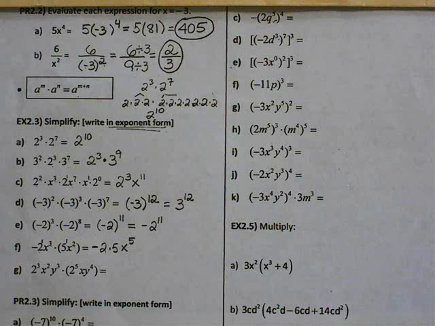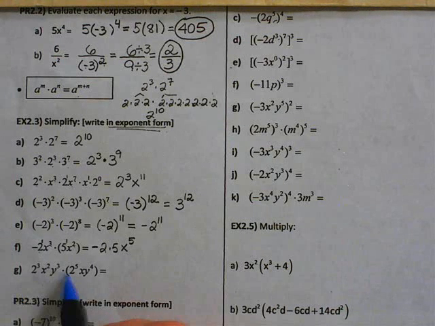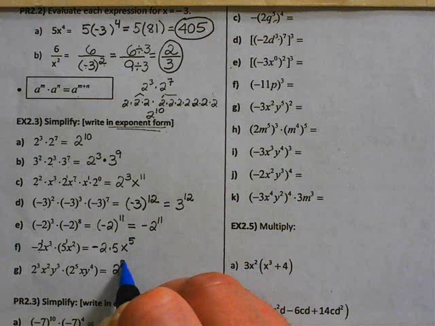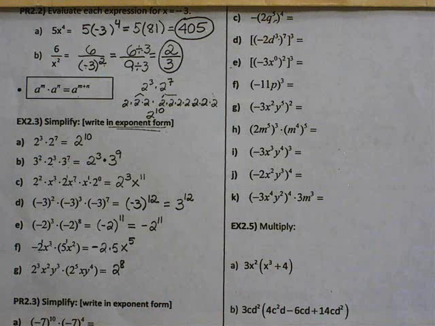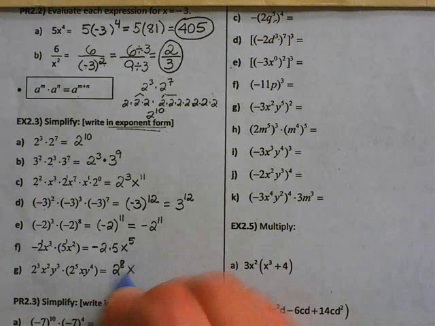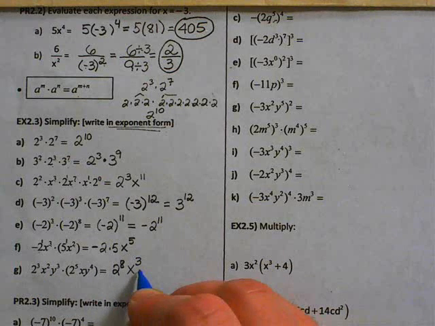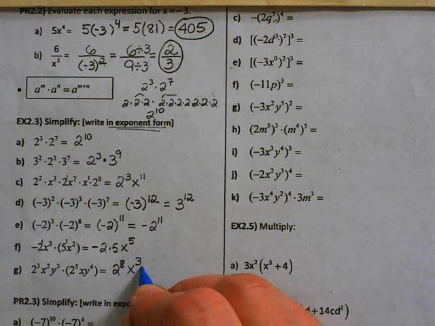Alright. The next one. I have the same bases. So this would be 2 to the 8th. The x is going to be x to the 2 plus the invisible 1, which is 3. And then the y is going to be y to the 7th.